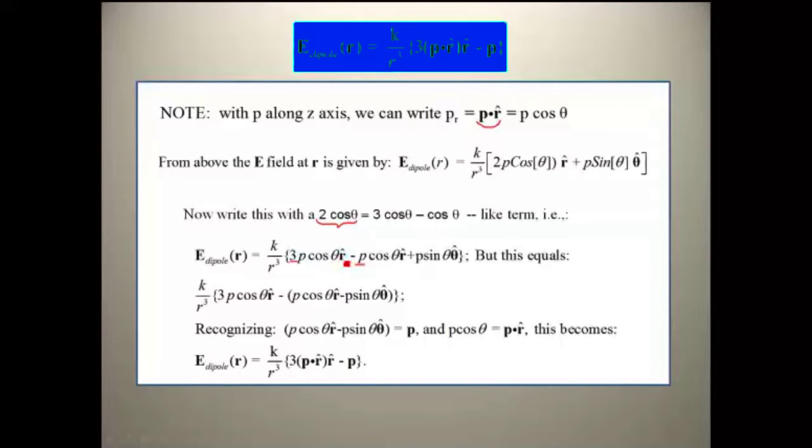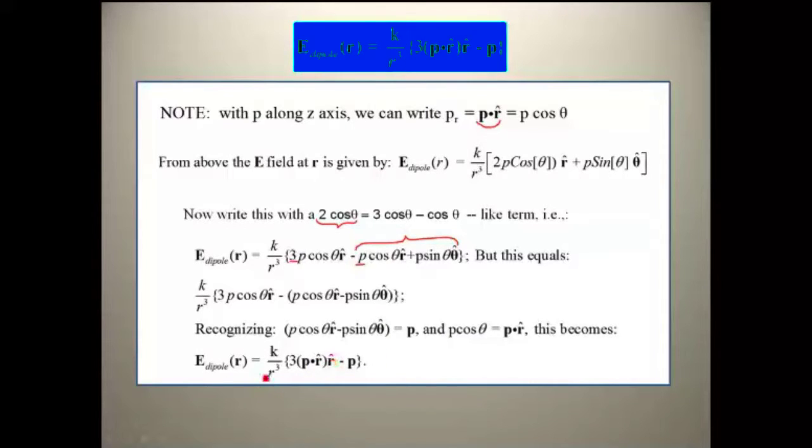Those two terms are in the direction of r hat. But then we still have the theta dependence here. Here's our 3 term. Here's the combination of these two terms. And if I put a minus sign out, then there's a minus sign here. This is where we recognize this quantity here as equal to the dipole moment itself. And we've already said that P cosine theta is equal to P dot r hat. So you put all this together, and what you have is the expression that we want, k over r cubed, and then 3 P dot r hat minus P. So that's our so-called famous equation.